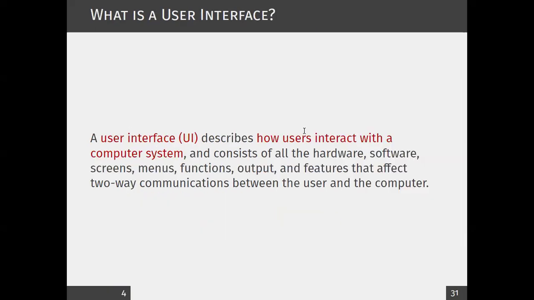So let's start with the first part. We first talk about the user interface, then we can talk about the data design, because you already have done data design. So I don't think we need to revisit that, but I think we better talk about the user interface. When you talk about the user interface, we have to talk about how users interact with your computer system. Usually you have a system with hardware, software, screens, menus, functions, outputs, and all these features simply to communicate with the user. It's a two-way communication between the user and the computer.